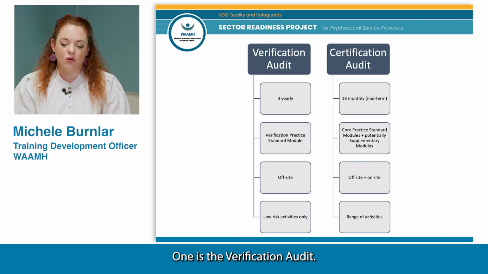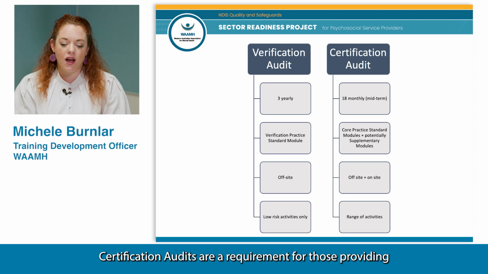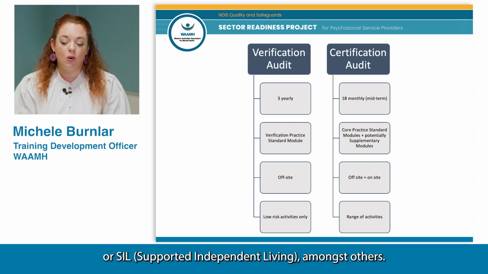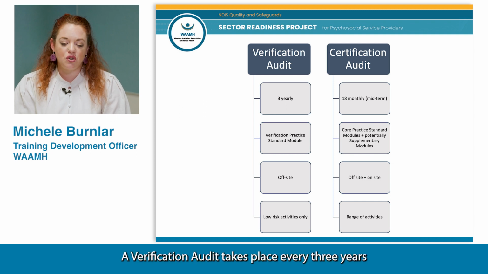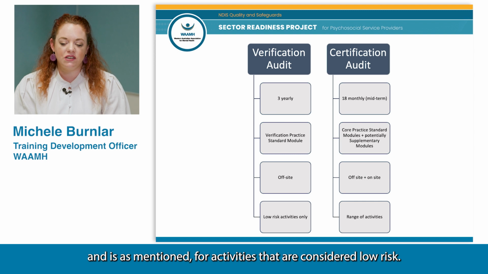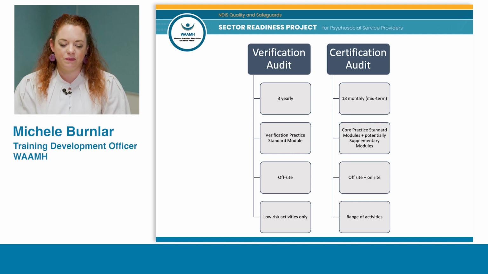One is the verification audit. This is relevant for low-risk supports such as cleaners and gardeners. The requirements for verification audit are more straightforward than the other audit, which is certification audit. Certification audits are a requirement for those providing behaviour support, or SIL, supported independent living, amongst others. A verification audit takes place every 3 years and is measured according to the verification practice standard module. It is off-site, meaning that it is undertaken online with no physical presence required, and is, as mentioned, for activities that are considered low risk.